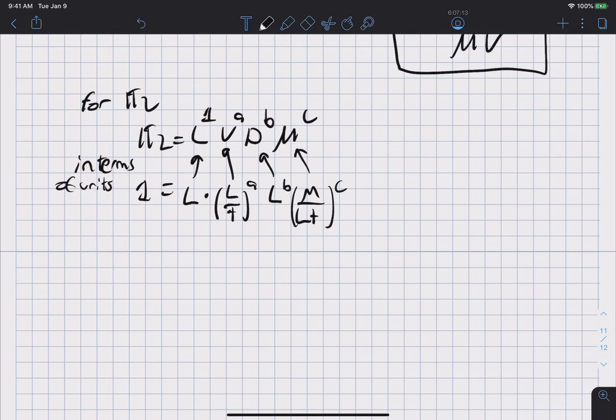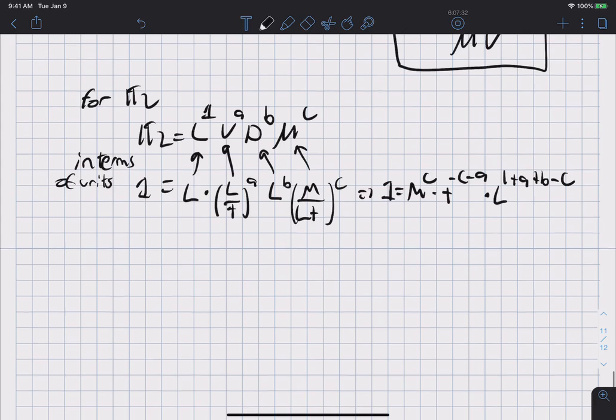And so this implies that 1 is equal to mass to the c times t to the minus c minus a times L to the 1 plus a plus b minus c. Okay, and as before, we need these powers to be equal to 0. So we just go through them in order like we did before. So for the mass, we have c is equal to 0, so that is immediate.